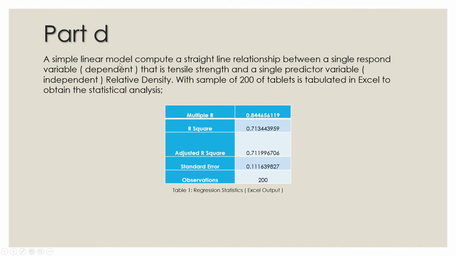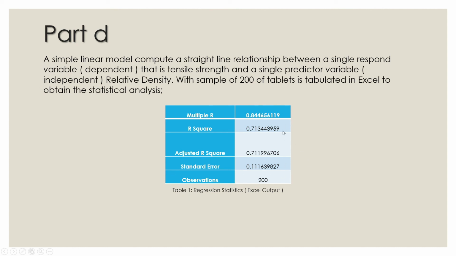Okay, a simple linear regression computes a straight line relationship between a single response variable, which is our tensile strength, and a single predictor variable, which is our relative density. With a sample of 200 tablets, we use Excel to generate 3 tables, which are table 1, table 2, and table 3. We're going to show them later.